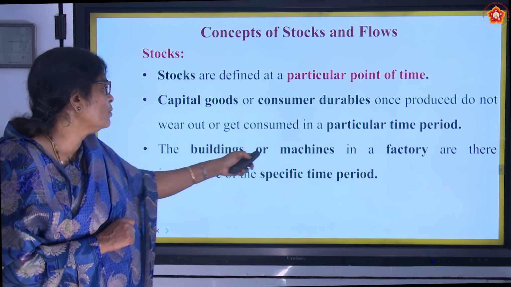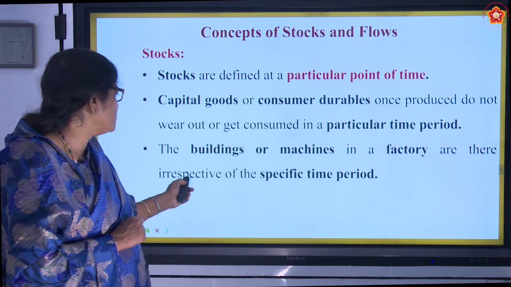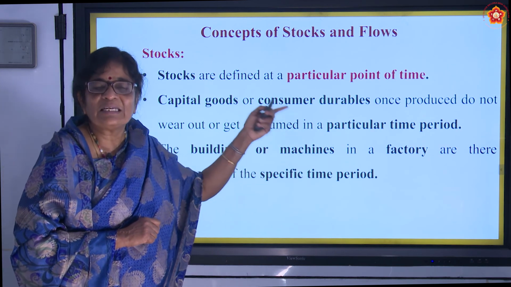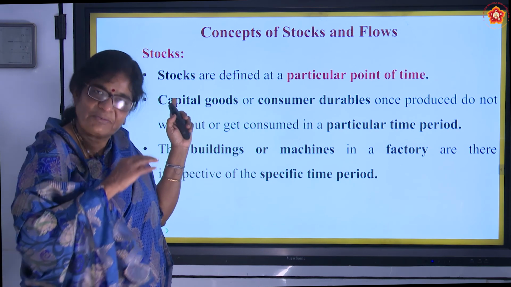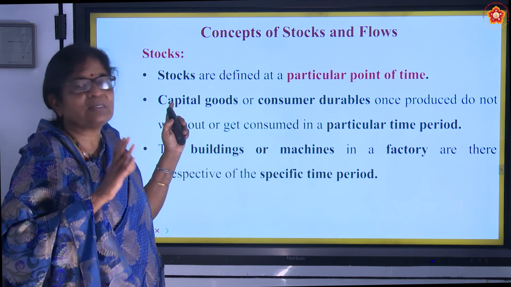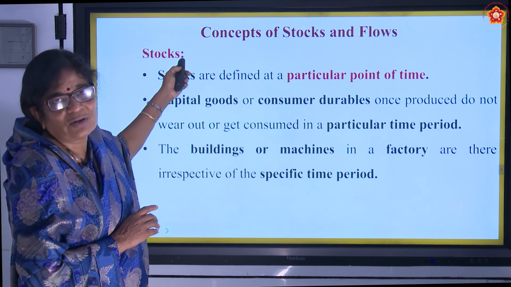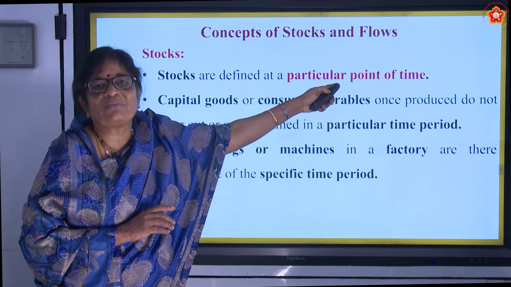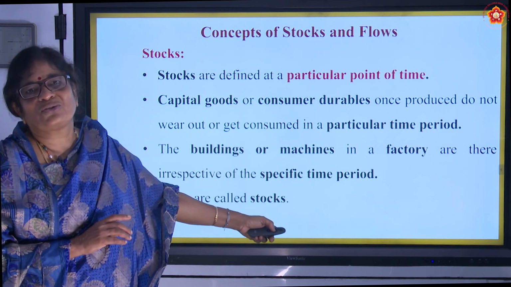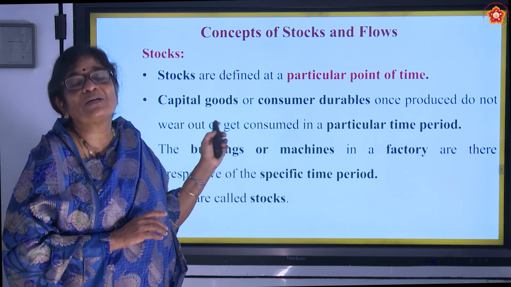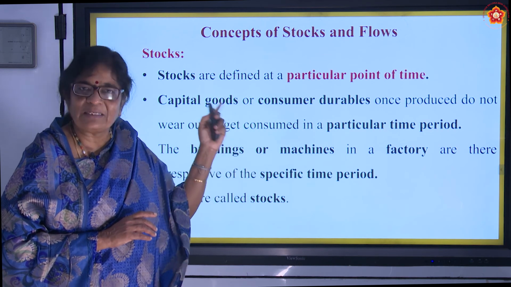For example, the buildings and machines in the factory are there irrespective of a specific time period. We can't say our school building or college or university building is only for 15 years. It will not be over a definite period of time. Therefore, it comes under stock, because only at a point of time can we value the building. And these are called stocks, the capital goods and consumer durables come under stocks.